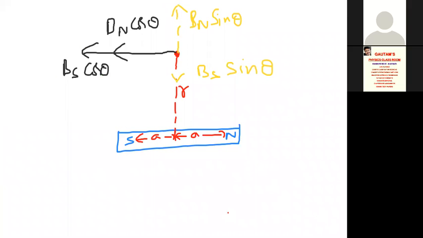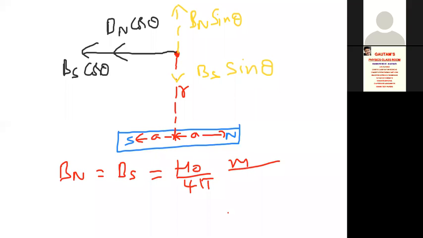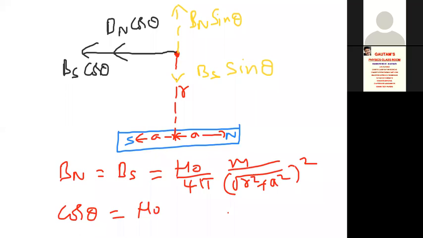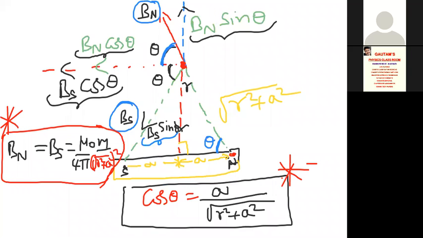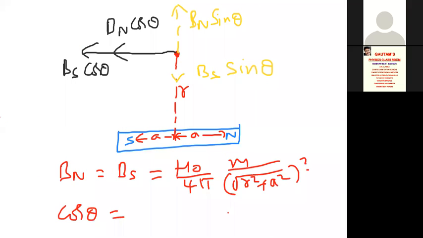Just observe carefully here. What are the things we know? We know that the Bn value is equal to the Bs value, which is equal to mu naught by 4 pi, small m by square root of r square plus a square, whole square. This is one formula. The other is the cos theta value we got previously: cos theta is a by square root of r square plus a square. This is the information we got from the previous diagram.